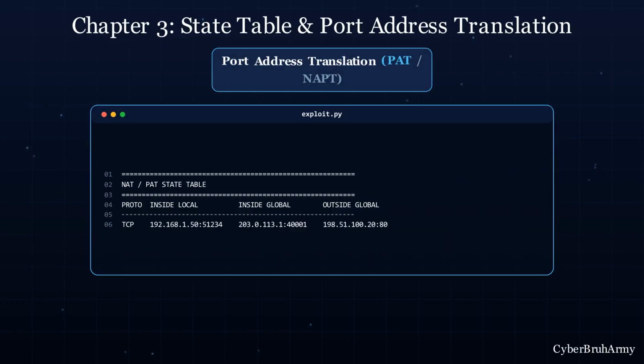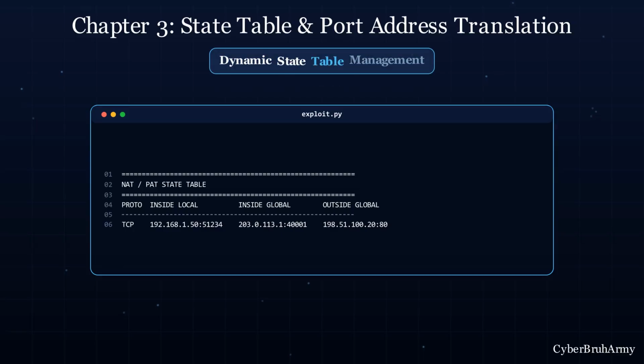Under port address translation, or PAT, the router uses unique ephemeral source ports to map thousands of internal hosts to a single public IP address. Each active connection maintains a state entry in memory. When traffic returns, the lookup table guarantees accurate packet routing.